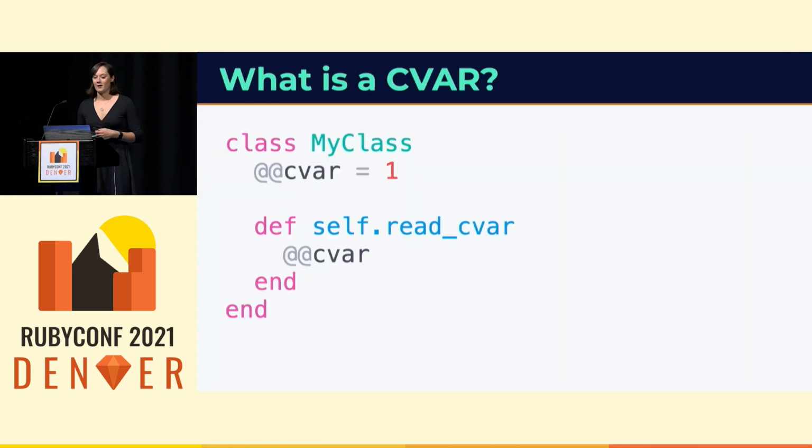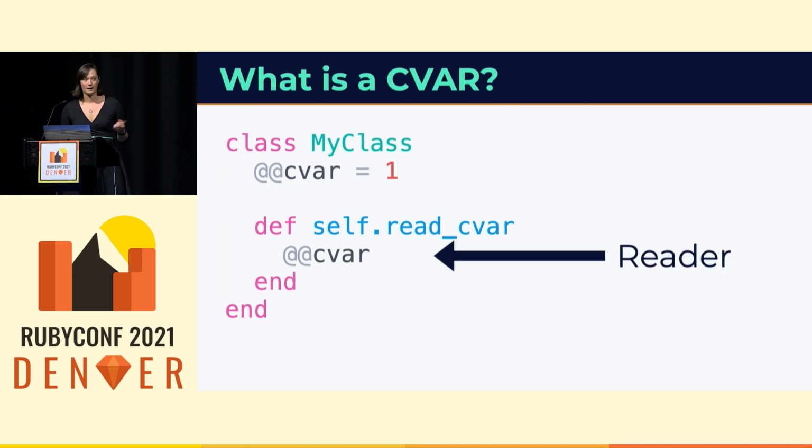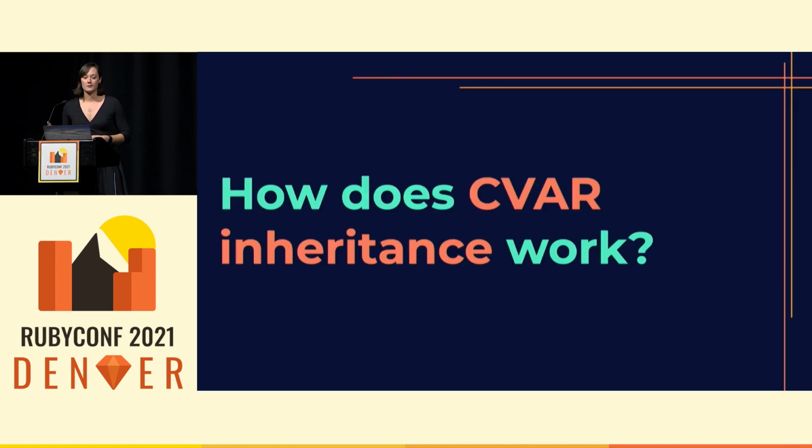Class variables are denoted by 2 @ signs instead of 1. In this class here, we are setting a class variable called @@cvar, and we have a method to read that class variable. That all sounds pretty simple, right? What could be so complex about class variables based on this example? Well, you see, class variables get a lot more complex once you look at how inheritance works.